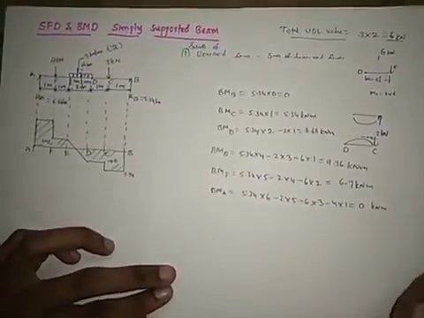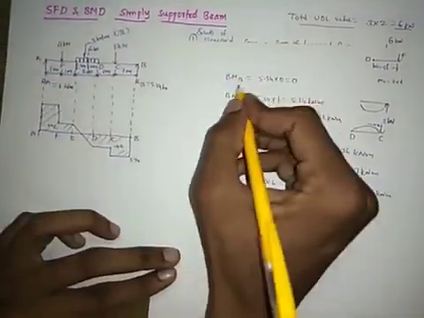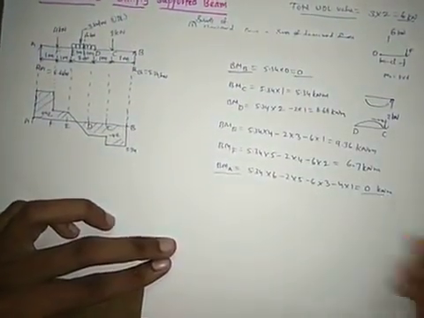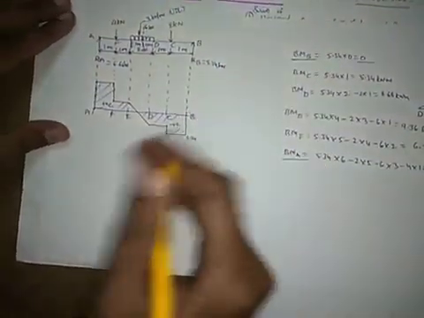So we can confirm from this calculation that for a simply supported beam, at the supports, that is B and A, you will get moments 0, 0. Just remember this point, and let us draw the bending moment diagram also.